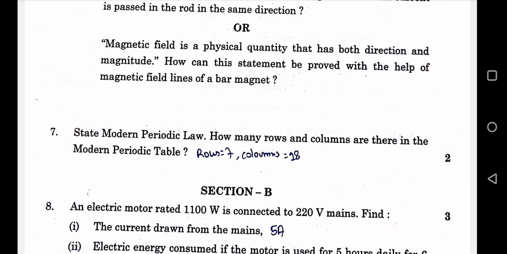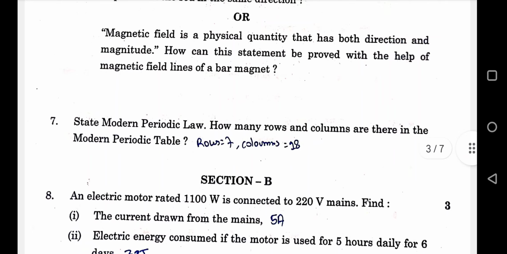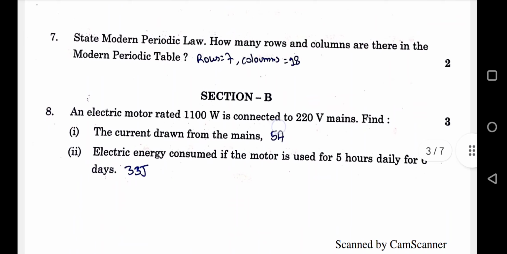State the modern periodic law. The modern periodic law is very easy: properties of elements are a periodic function of their atomic numbers. And how many rows and columns are there in the modern periodic table? Rows are 7 and columns are 18, or we can say periods are 7 and groups are 18. Okay, now section B.